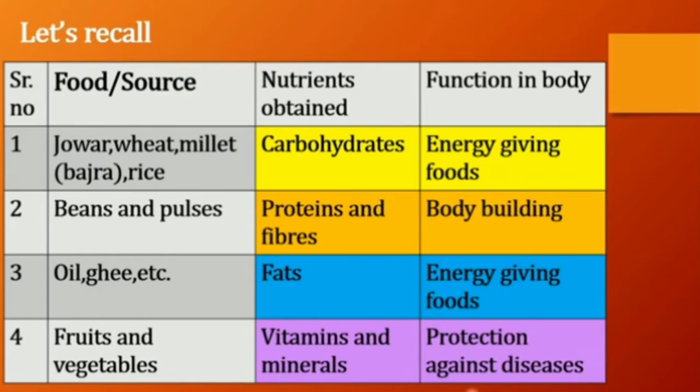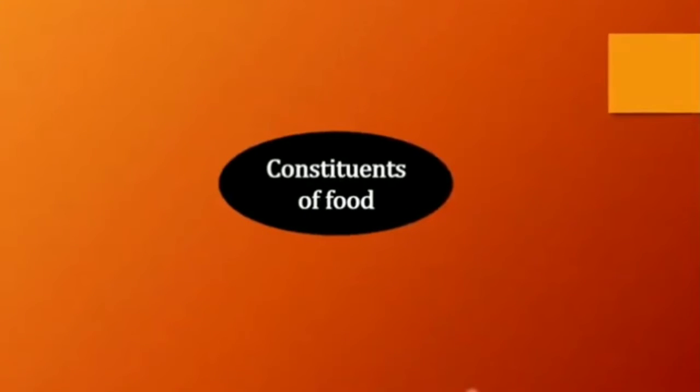Second, beans and pulses. The nutrients obtained from them are proteins and fibers and they are body building nutrients. Okay. Third one is oil, ghee, etc. The nutrients which we get from them is fats. And these are the energy giving foods.